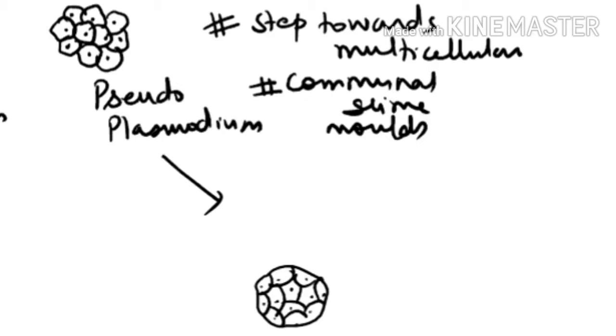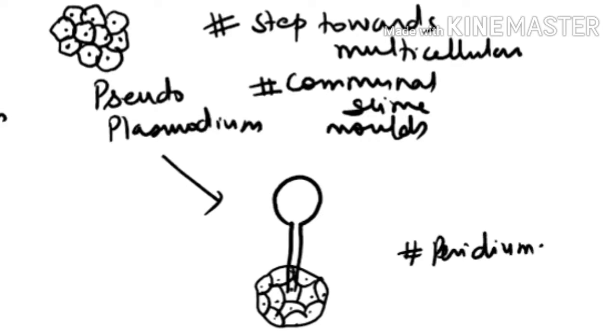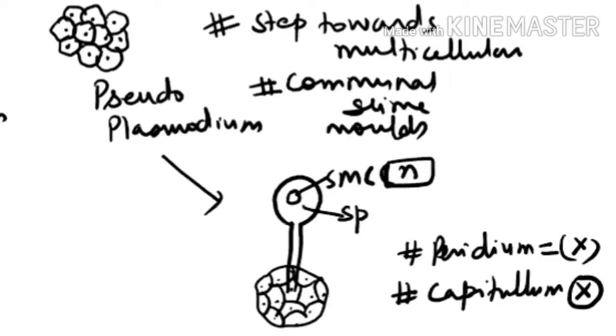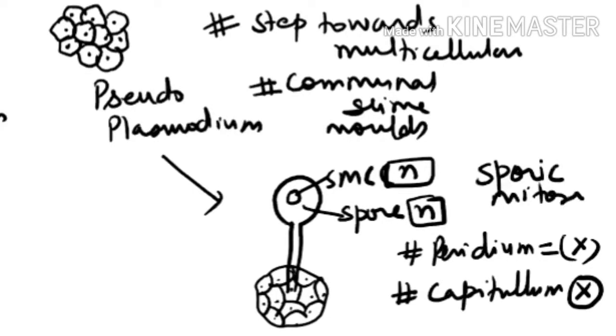So they are making the fruiting body with a sporangia, in which I will not draw peridium. Please focus, peridium is absent here, which was present in the acellular slime mold. So peridium is absent and capitulum is also absent. They will make the spore. This is a spore mother cell. Ploidy will be n. Spore mother cell ploidy is n, and they will make a spore. That spore formation is by mitosis. That ploidy is also n. So they will make the spore by the process of mitosis. So we'll say sporic mitosis is going on.